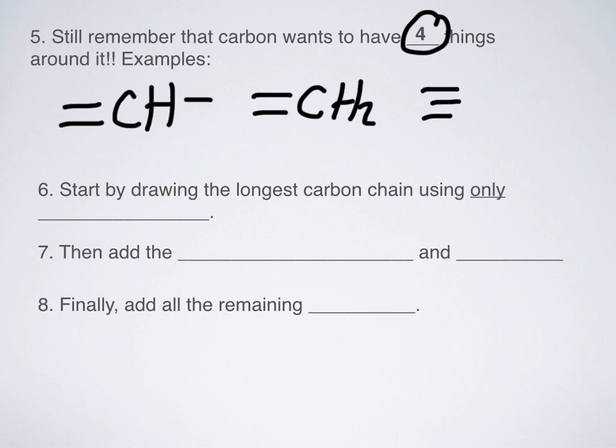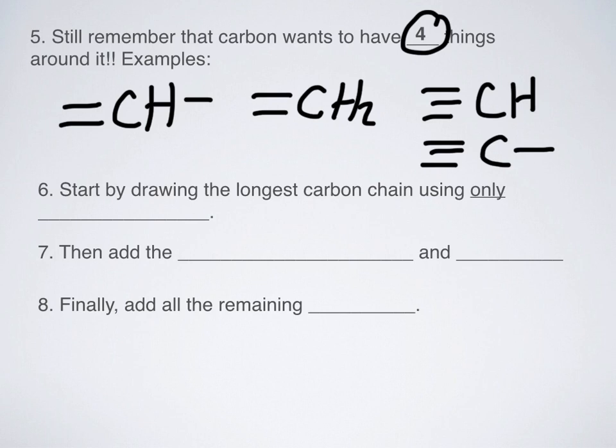I could have something like this for a triple bond. Why? Because if I take a look at this, I have carbon and hydrogen, that's 1 bond, and then I have a triple bond, so that's already 4. Or I could have this, where now I have carbon with 3 and then carbon attaching to something else. But these are the ways that we deal with double or triple bonds.